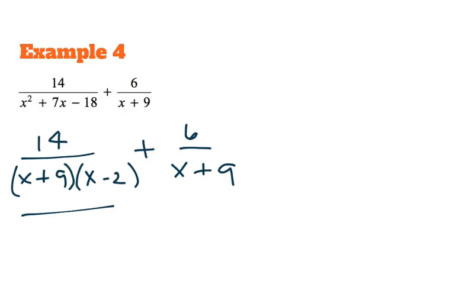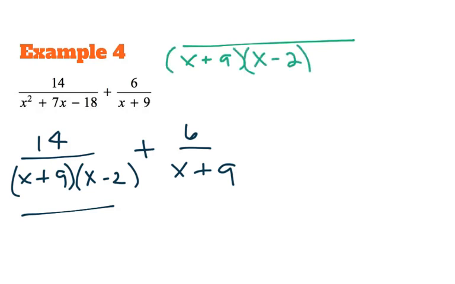All right, so I need to have common denominators, so I'm going to multiply all the denominators together, and I'm going to do this at the top of the screen. So I would get, let's see, my first one is x plus 9 times x minus 2. And then the second fraction is just an extra x plus 9. So I'll write that one out twice.